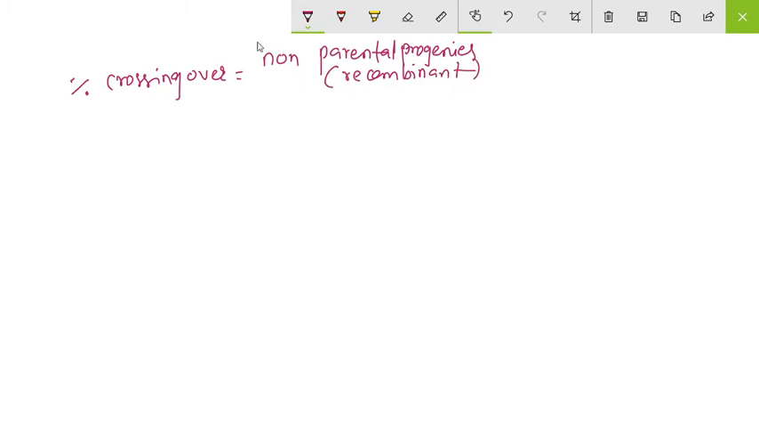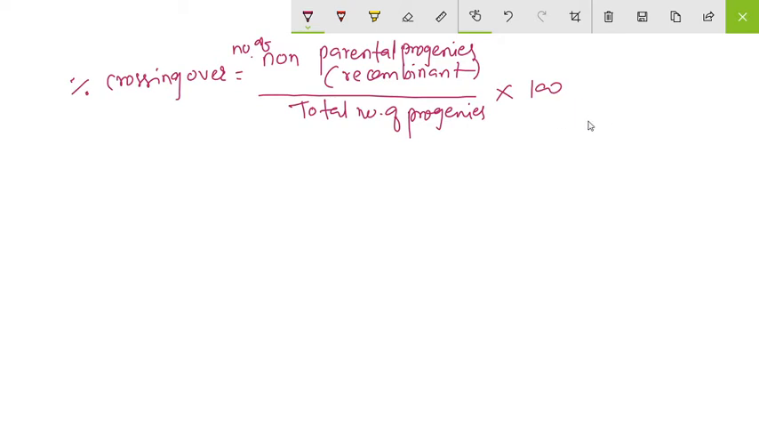So, number of non-parental recombinants divided by total number of progenies into 100. Okay, so first of all we have to understand how the crossing over takes place here.